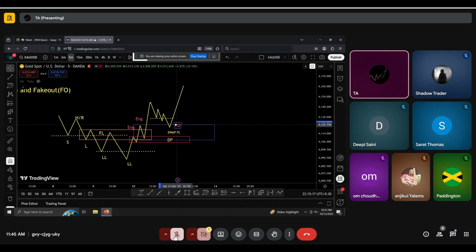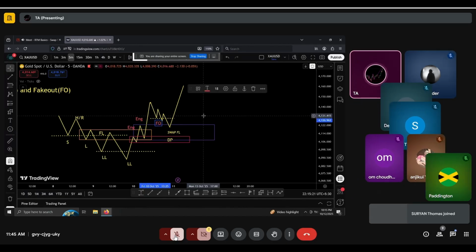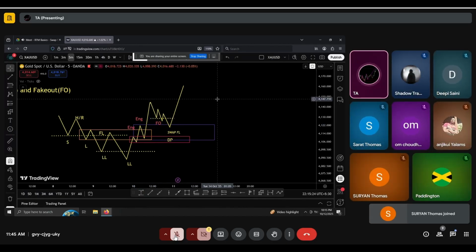Fake out of what? This level. Fake out of this level. Okay. Now you guys understand? Any question? No. Okay. So let's see. We will see some.